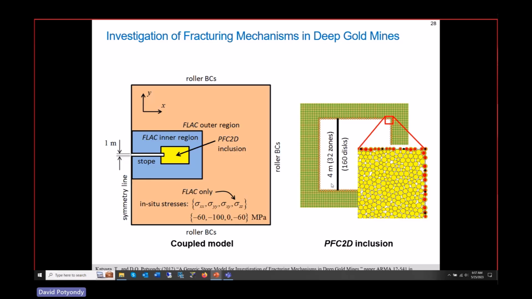This was done in 2012. This was all done with a bunch of fish functions that I had to write. Since that time, the ability to embed PFC material into a larger FLAC or FLAC3D model is built into the code.